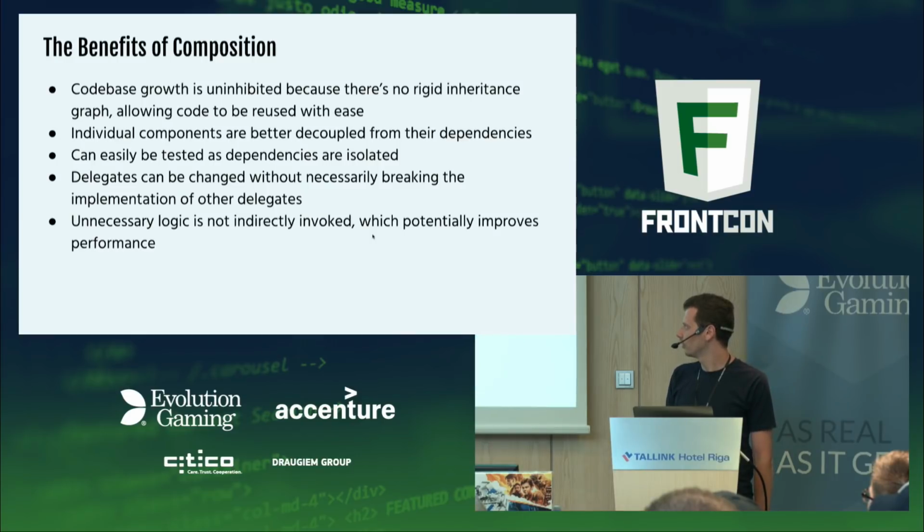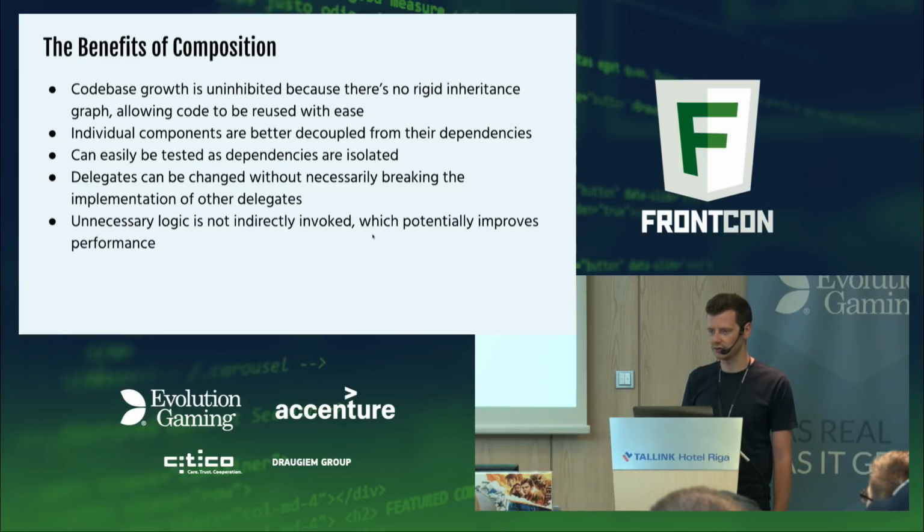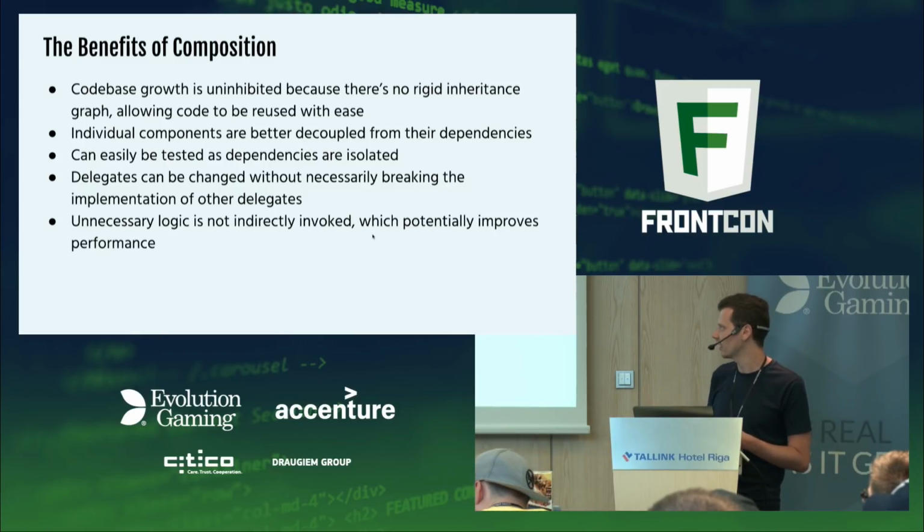So the benefits of composition, I hope some of them have stood out to you, but just to reiterate, the code base growth is uninhibited because there's no rigid inheritance graph. So, as I was saying, we can have thousands of different unrelated entities now that share common behaviours, and we're not constrained to what inherits from what, and we don't have this strange superclass subclass relationship, so we just build things up really easily and organically.